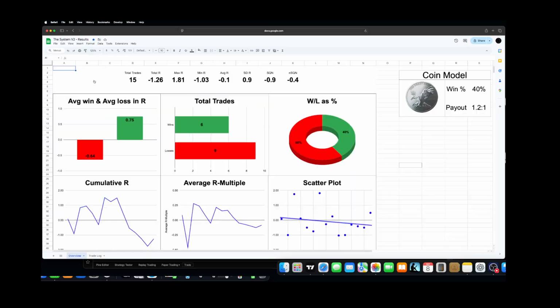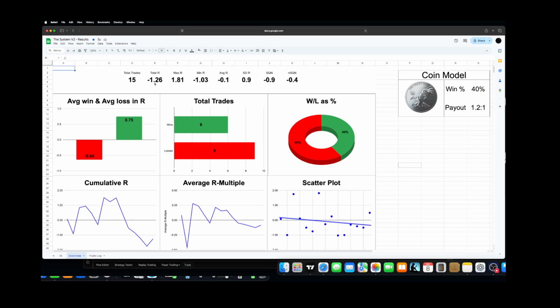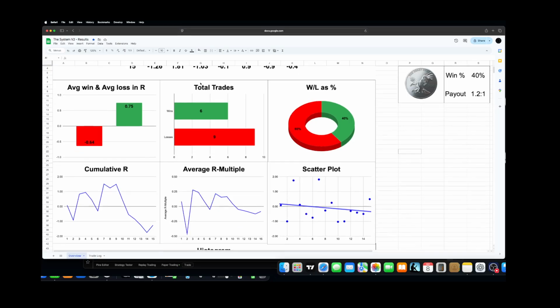So this is the first 15 trades. I'm down about minus 1.26 R, so nothing really big. Max R was 1.81, minimum was minus 1.03, which is good. That means I didn't take losses bigger than 1 R.